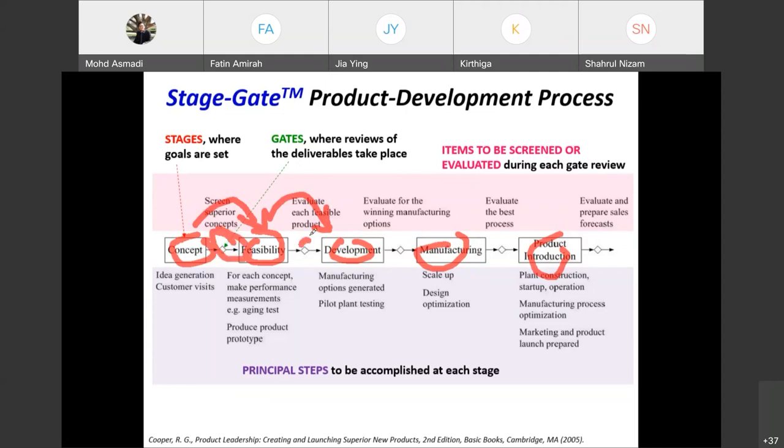Or cancel. Cancel means the project is no longer recognized. Maybe the accountants find the project not feasible, infeasible, no profit, or it does not meet the consumer needs. That's why a stage gate is important.